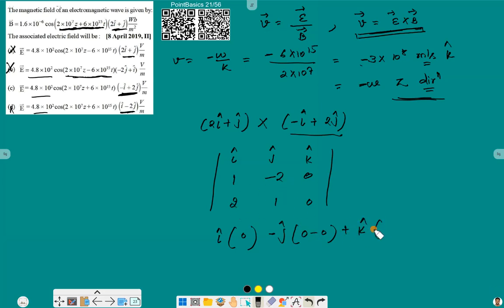And plus k, this will be 1 and minus of 4. So this gives us negative k direction. So yes, this is the right one. So option D is the right one here, and option C will be wrong. So option D is the right answer for this one. Let us move ahead.